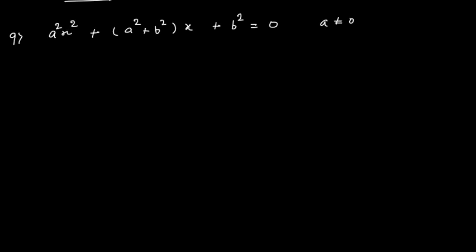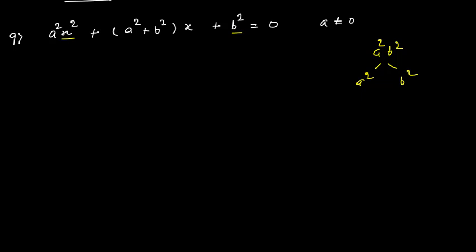Now here the 9th question is a square x square plus a square plus b square x plus b square. Now if you see here, we have the coefficient of x square as a square and the last term is b square. So we have to take the factors of a square b square, and easily you can identify that these are a square and b square. Their sum is a square plus b square and product is a square b square.